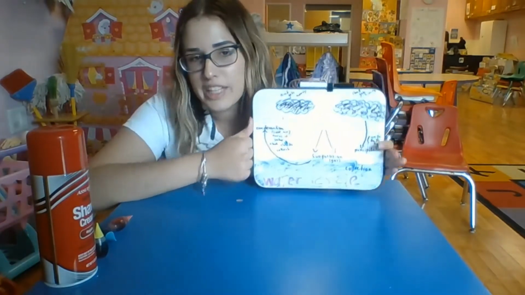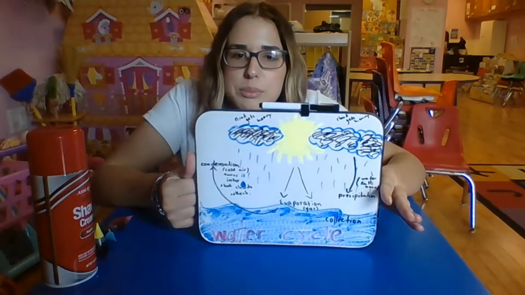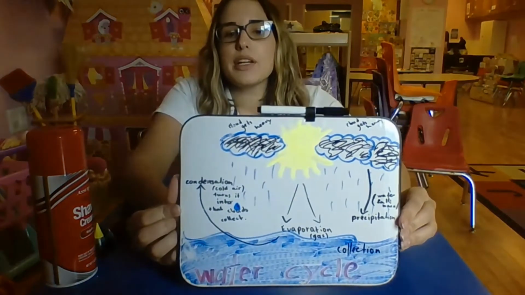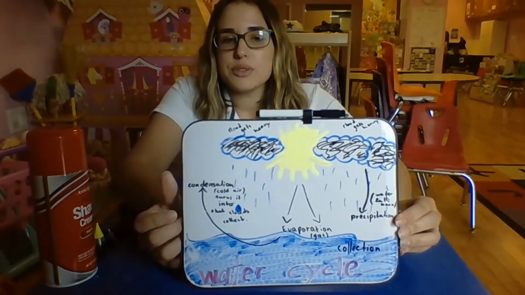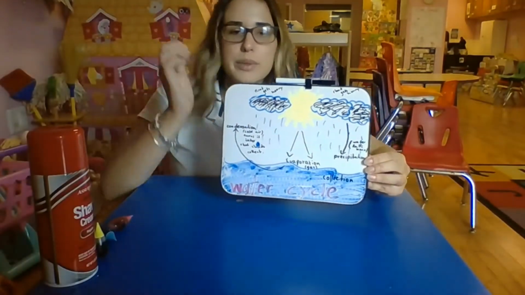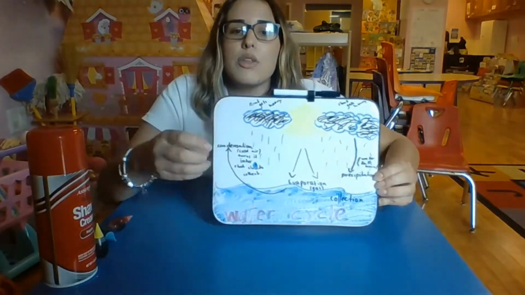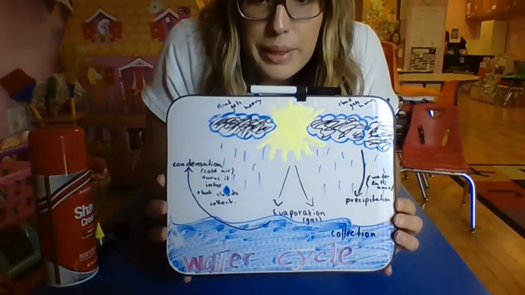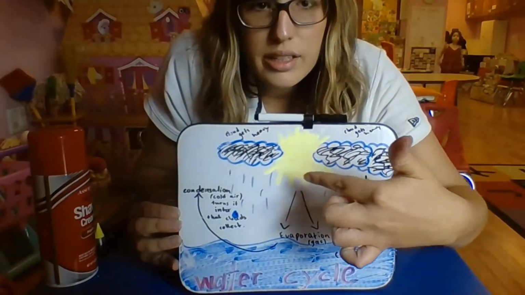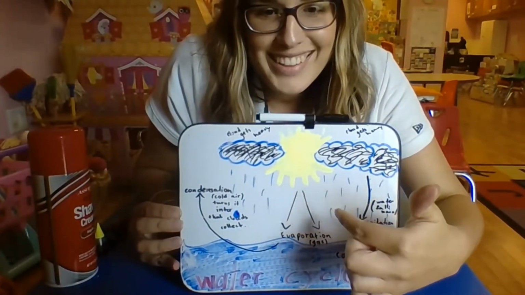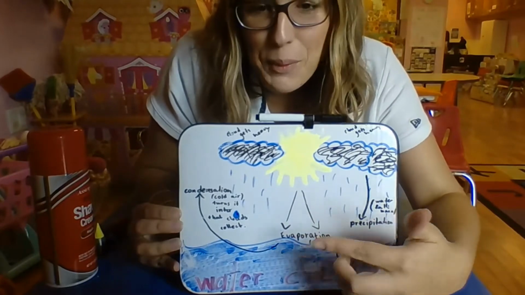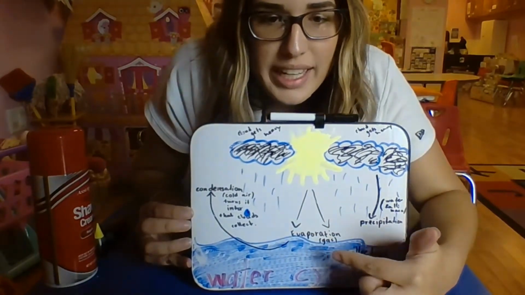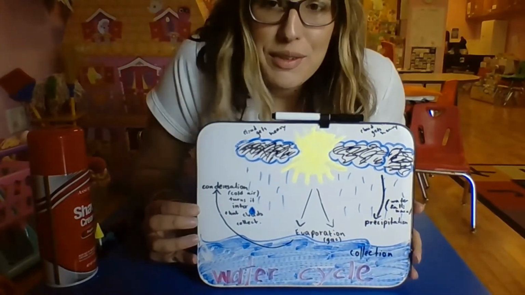Okay, so today I wanted to talk about the water cycle, and I drew this picture. I'm not sure if you guys can see it very well, but I drew this picture. So the first thing we have is the process that is called evaporation. So what happens is that the sun heats up the water, and when it heats up the water, that turns into a gas called water vapor.